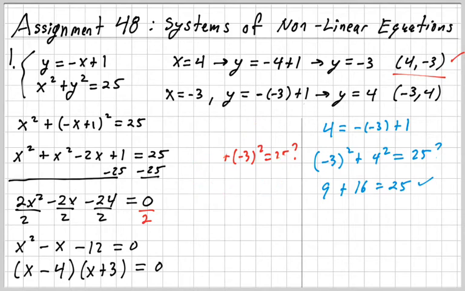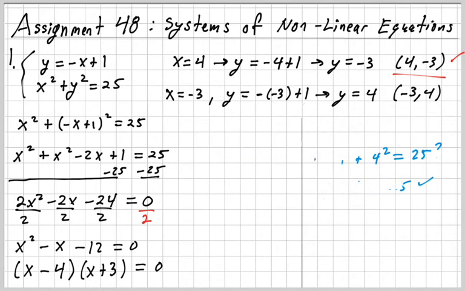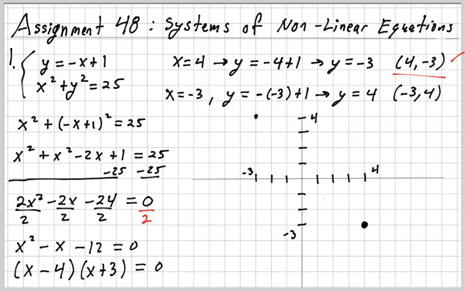Now let's go ahead and graph this and see what this looks like graphically. So we're going to go ahead and plot our 2 points on our line. So we have 4 and negative 3. And then our other point is going to be negative 3 and 4. So we're going to go ahead and form the line there. And then we'll go ahead and label that as y equals negative x plus 1.